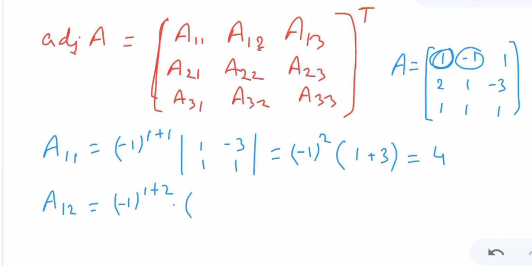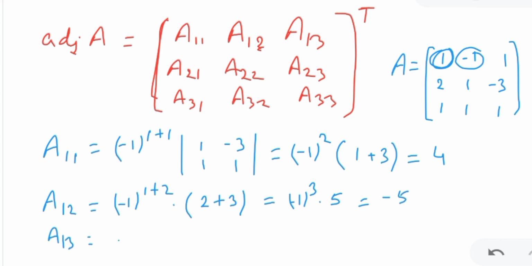So this will go, then 2 minus plus 3, correct? So 2 and minus 1 to the power 3 into 5. Minus 1 to the power 3 means minus 1 into minus 1 into minus 1. So minus times minus is plus, and then minus. So minus 1 into 5 will be minus 5. Okay. Similarly, I will find for A13.